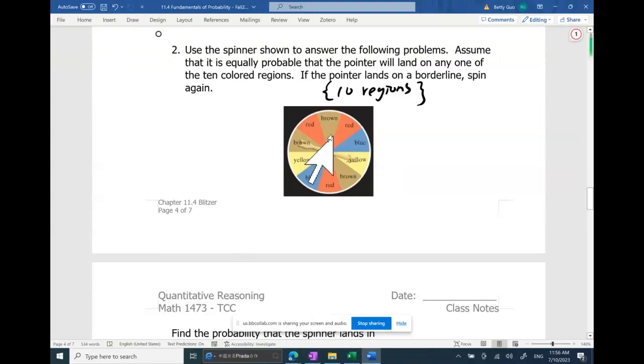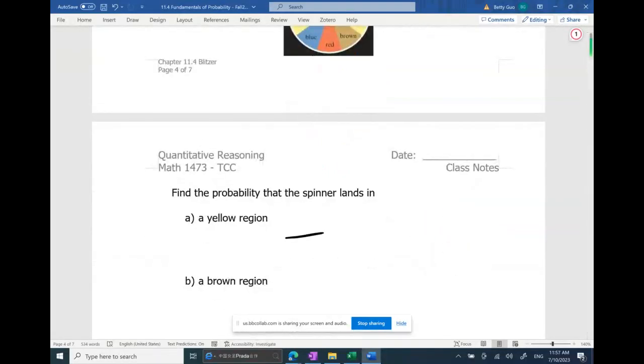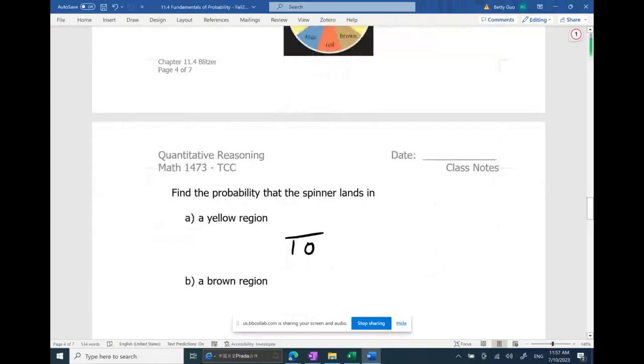And you have a classical theoretical model by using that sample space. And what's the probability of getting a yellow region? So the denominator would be 10, right? Among the 10 regions, how many of them are yellow? 2. So the probability is 1/5, 20%.